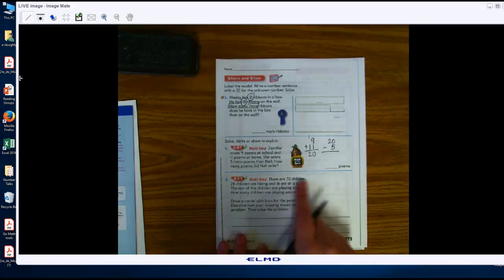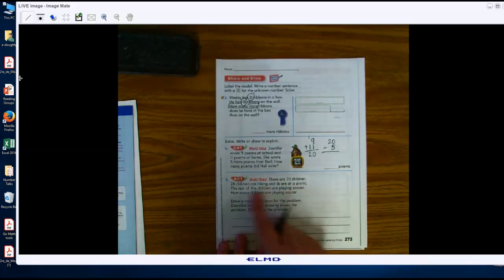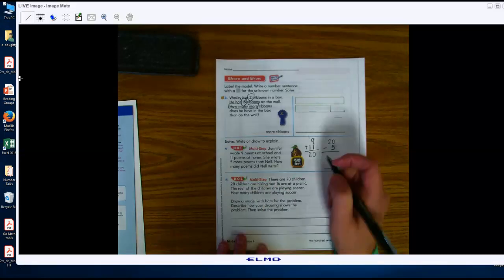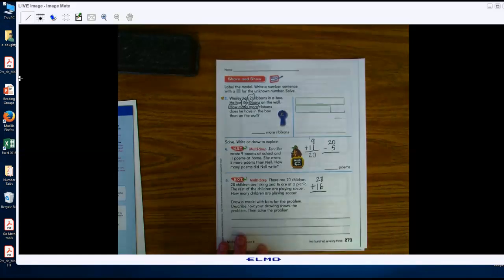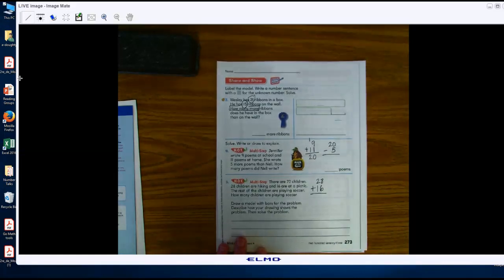There are 70 children. 28 children are hiking and 16 are at a picnic. The rest of the children are playing soccer. How many children are playing soccer? So there's 70 children. 28 are hiking and 16 are at a picnic. So let's figure out how many of those are together. So you're going to add 28 plus 16.